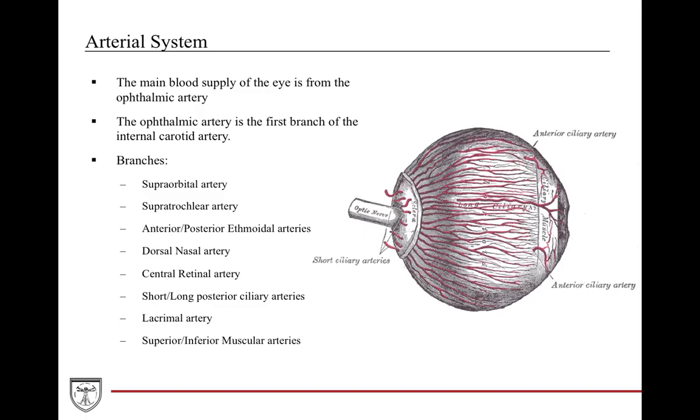It has the anterior and posterior ethmoidal arteries, the dorsal nasal artery to provide external nose vascularization, central retinal artery to provide majority of the blood via the choroidal system to the retina, short and long posterior ciliary. I mean, there's just so many. Lacrimal artery, superior inferior muscular arteries. It's just a lot. And is it going to be tested on in cadaveric dissection?